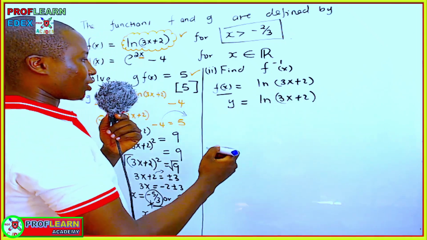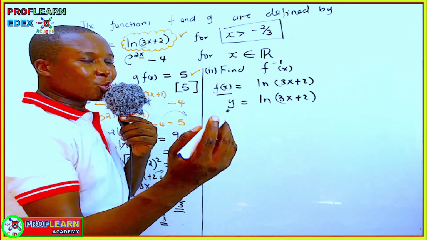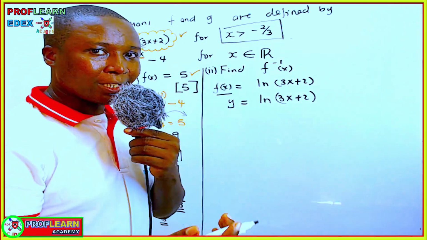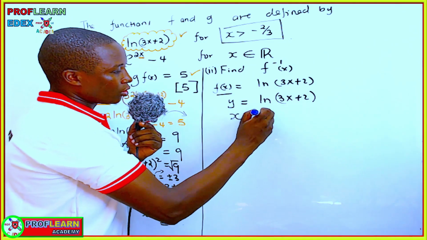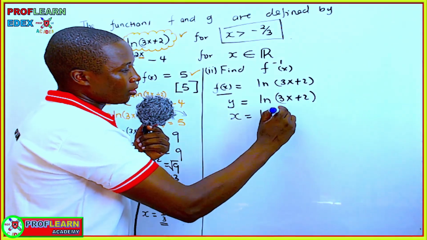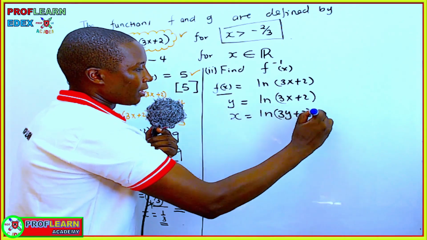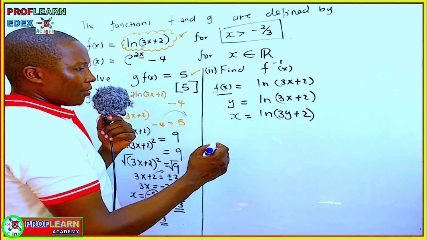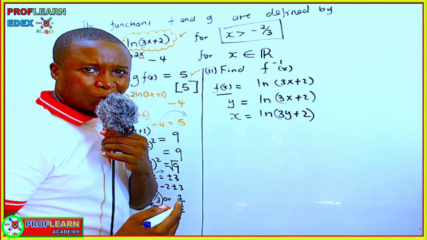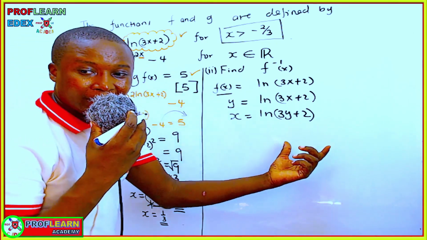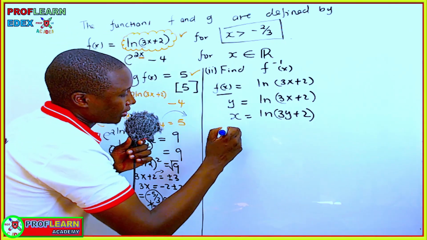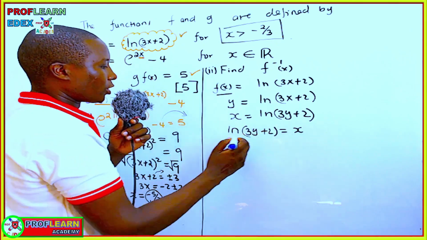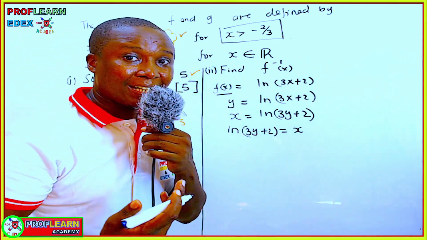Once you have this, your next step is to switch x and y. Where you have x, you replace with y, and where you have y, you replace with x. So this is going to be x equals ln of 3y plus 2. Then the next thing we need to do is to make y the subject of the formula. So we say ln of 3y plus 2 equals x. So how do I get rid of ln?